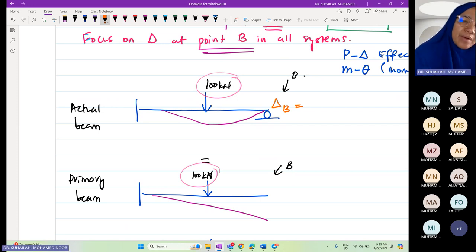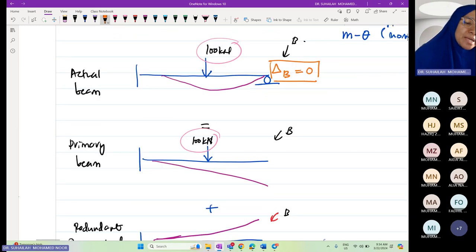equal to, look at the diagram. Deflection at point B equal to zero. Because in actual beam, ada roller kat situ. Okay, so we understand that dekat support, there's no deflection. So delta B in actual beam is equal to zero.